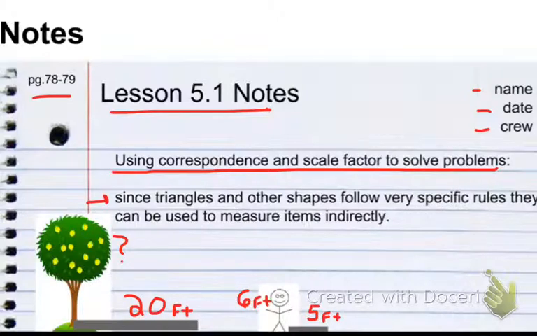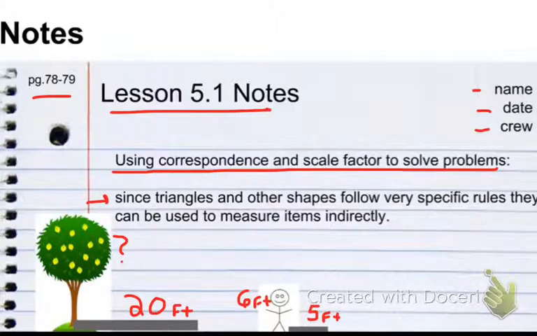I can't climb up really tall trees and measure them. I can't climb up a flagpole and drop a tape measure from the top of it, or climb up a skyscraper and drop a tape measure from the top of it. It might just be impractical. And what's really practical, though, is using corresponding sides.